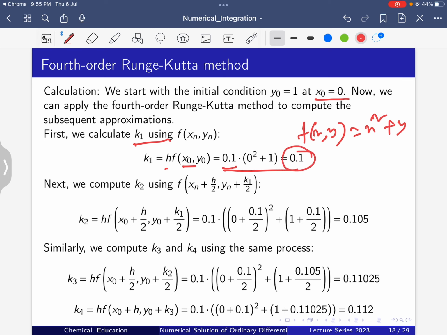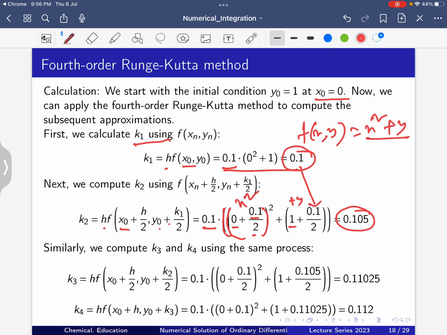Similarly k2 is h into f of x0 plus h by 2, y0 plus k1 by 2. So x0 is 0, h is 0.1, h by 2 is 0.1 by 2, so that will be x0 plus 0.1 by 2, the whole square, and then y0 is 1 and k1 is 0.1, divided by 2, in that bracket. So that is the formula. This is x square and this is y. So after doing the calculation, we will get k2 is 0.105.